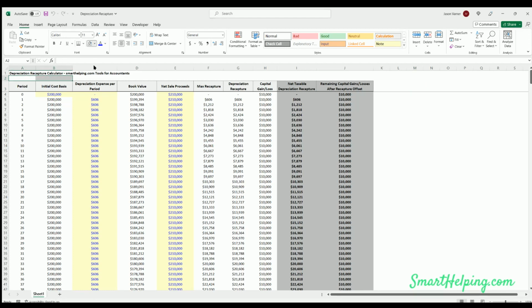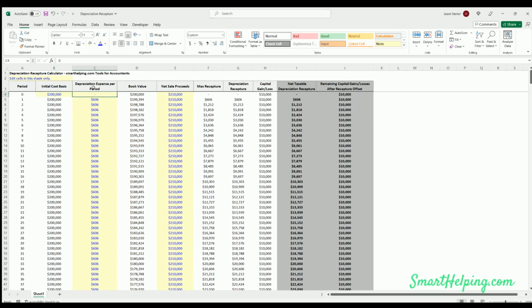First of all, you're going to edit only cells in this shade. Okay. And the first input is the cost basis. So this is what your cost basis is of the asset you've bought. Usually it's the purchase price. You just put that in cell B4. And that's it.